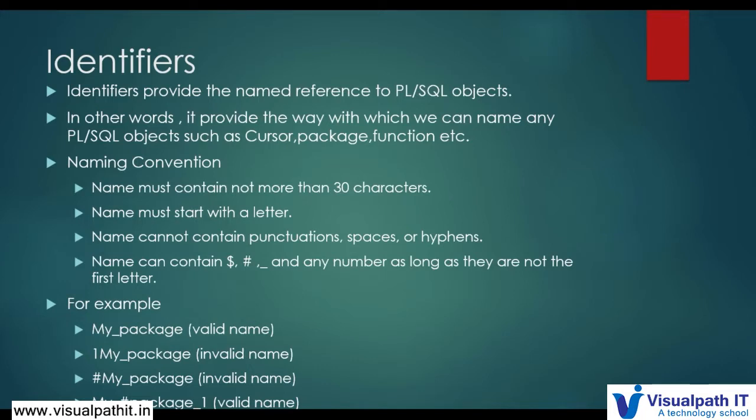There are some naming conventions for identifiers, for how to create the name of any PL/SQL object. The first naming convention is that the name must not contain more than 30 characters. This is applicable to all Oracle databases. Oracle database does not allow any object to have a name greater than 30 characters, so we must declare any object name with 30 characters or fewer.